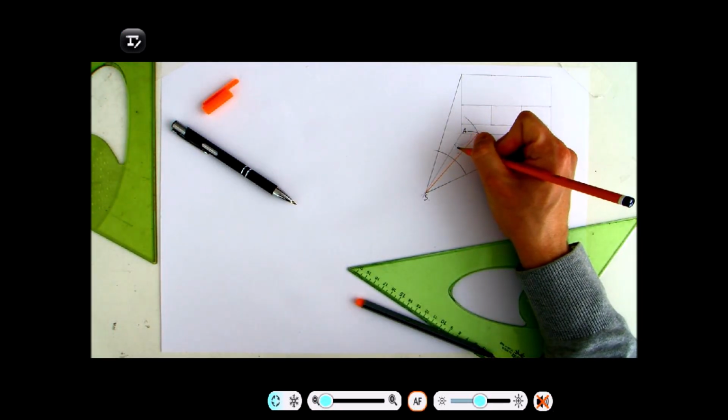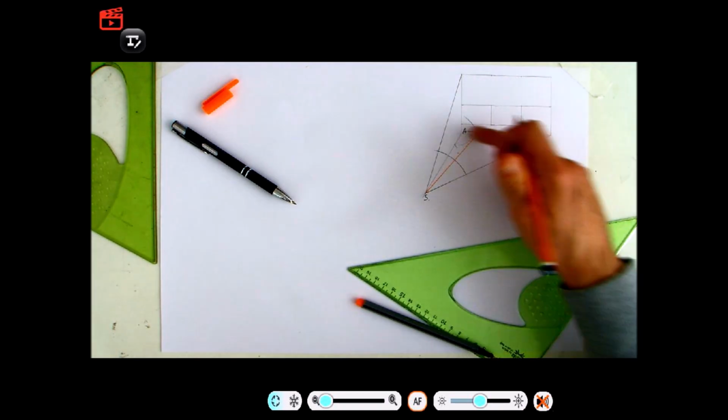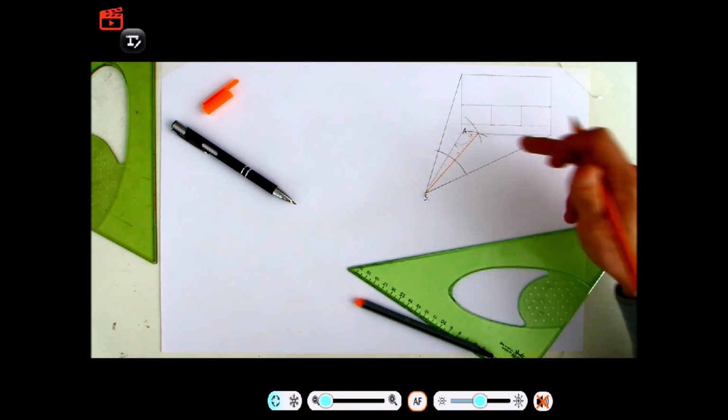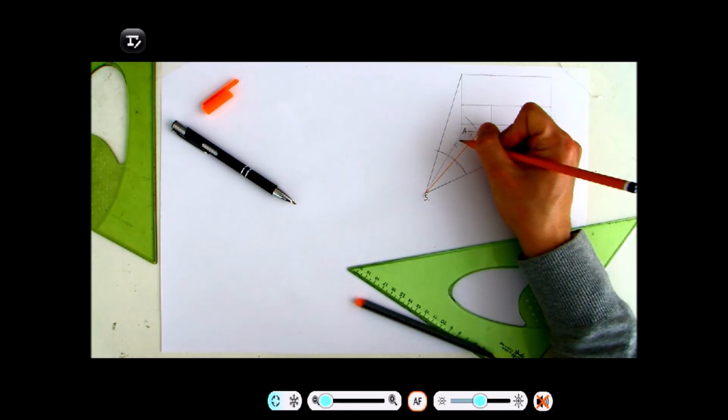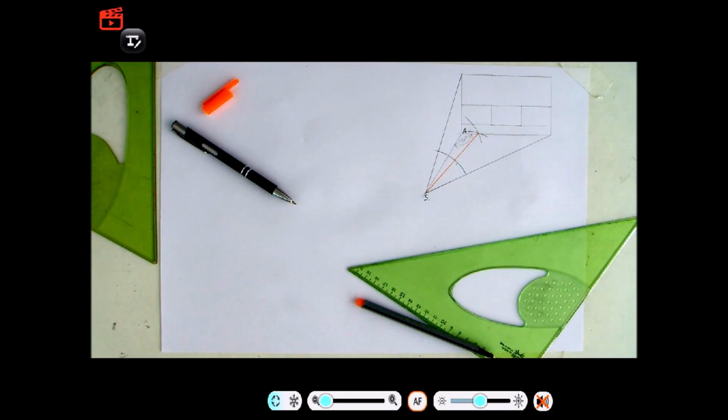But because I drew this horizontal, that means that that's 60 degrees. So that angle there is 120 in total. Does that make sense? Yep.